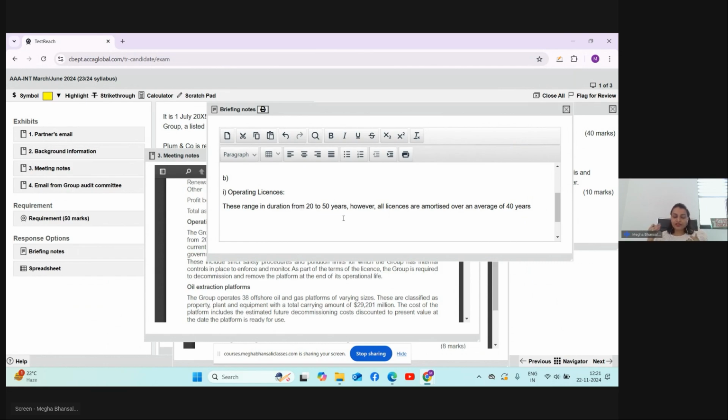In this answer, I have explained the issue. I have stated what the IFRS is saying. Plus, I have stated what the risk is. The risk is that amortization expense is incorrect and my license is under or overstated. Please ensure all these points are included in your answer. That's where you will get your marks.